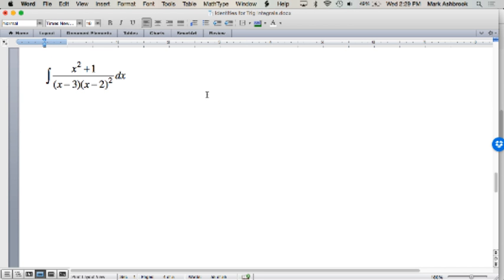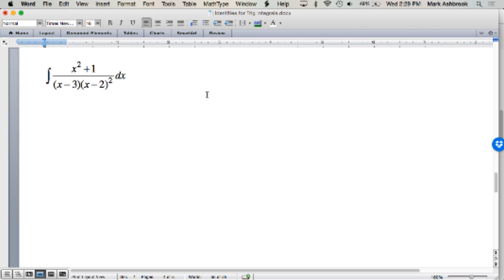Okay, the first question we ask is: is it undoing the chain rule? No, not even close, right? First of all, we have three things multiplied together: x squared plus 1, x minus 3 to the minus 1, and x minus 2 to the minus 2. So it's not looking good for undoing the chain rule, or undoing the product rule. I don't recommend it. You could go for it, but it just might get ugly.